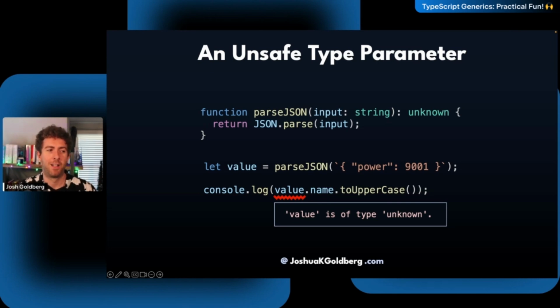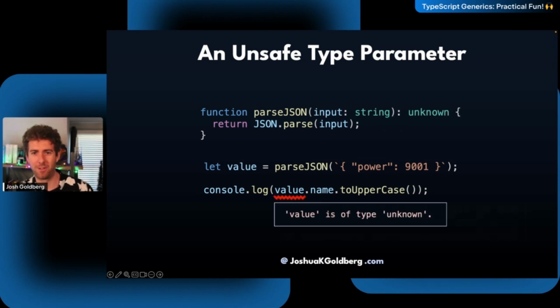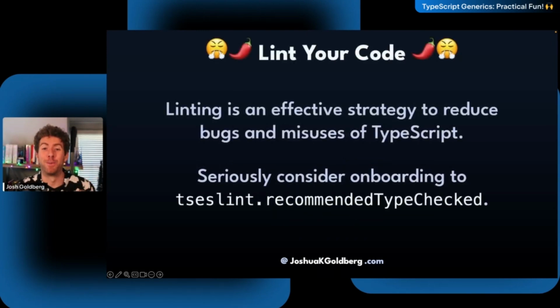Awesome. Low-key, I do feel a little smug that the TypeScript ESLint rule has a kind of nicer error message than TypeScript, but you know, they do a lot for us. No shade. Anyway, conclusion here. Lint your code. Linting is a very effective strategy to not completely eliminate, but severely reduce bugs and misuses of TypeScript in your projects, especially in larger ones.